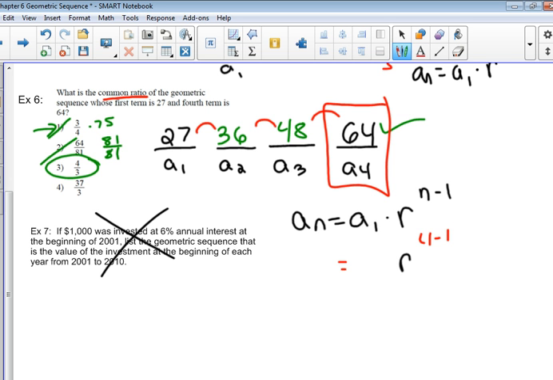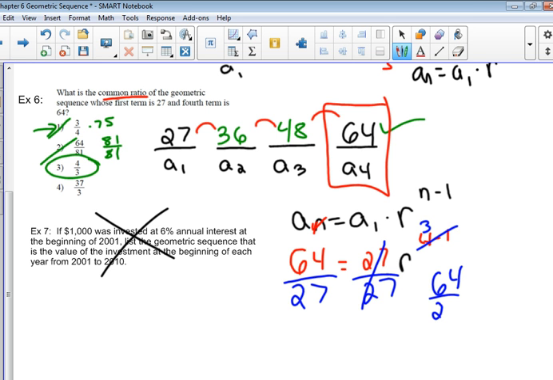What's your first term in the sequence? Do we know that? Good, we knew this was 27. And then when you put your 4 in, what number did you get out? What was the fourth term actually? 64. So this would really be like saying a sub 4 is 64. So if you guys started it like this, you have 27 times R cubed. How would you guys separate the 27 from the R cubed? Divide. Good job. So we have 64 over 27 equals R cubed.